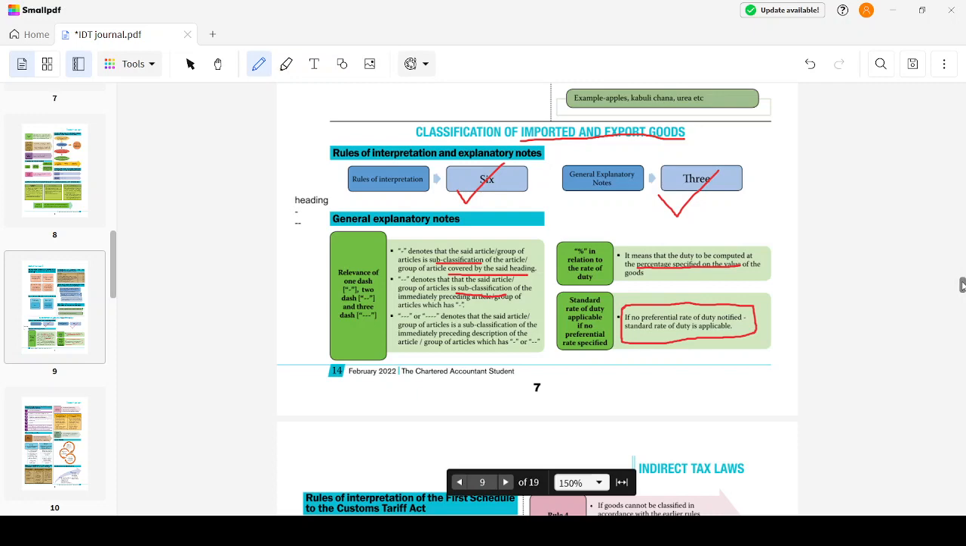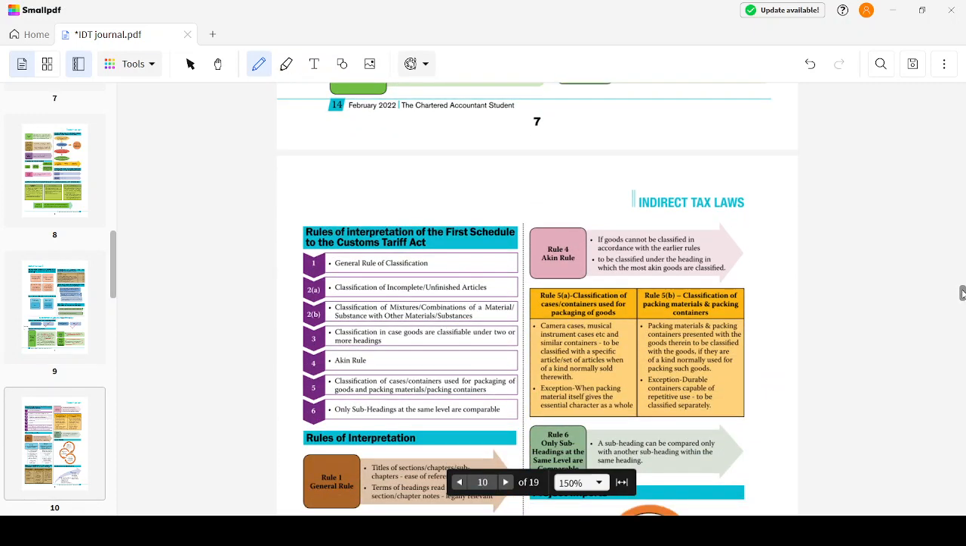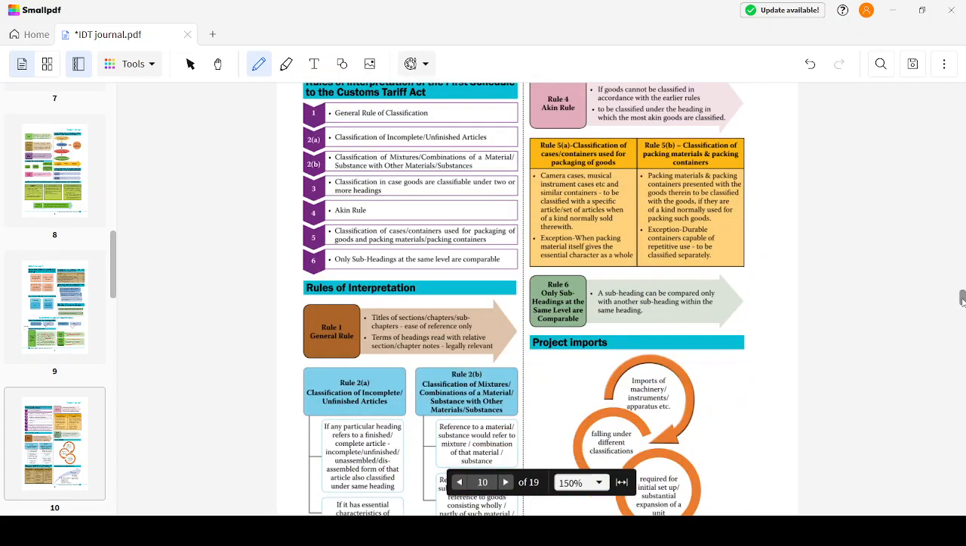Now let's move on to the rules of interpretation. First, we'll understand what the rules are, then we'll move on to what the contents are, and then we will end. The first rule is the general rule of classification. What does it say? The title of sections, chapters, and subchapters is for reference only. Terms of the heading read with the relative section or chapter notes are legally relevant.